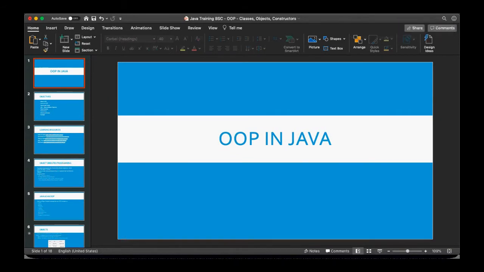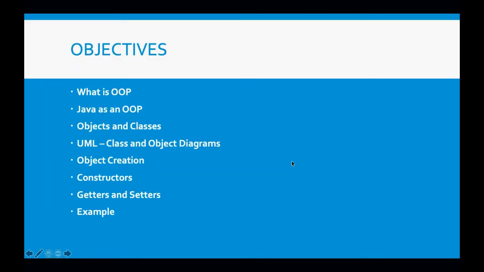We are moving on to object-oriented programming in Java. And in this class, we're going to define what object-oriented programming entails, Java as an object-oriented programming language, what are objects and classes. We'll also look at something called UML, which is Unified Modeling Language, class and object diagrams, how to create objects, constructors, getters and setters, and we'll look at an example.